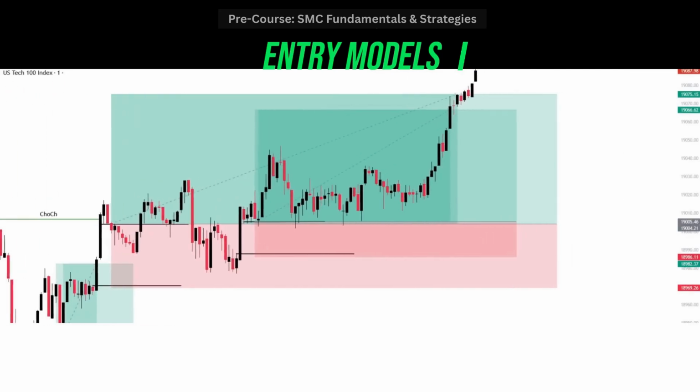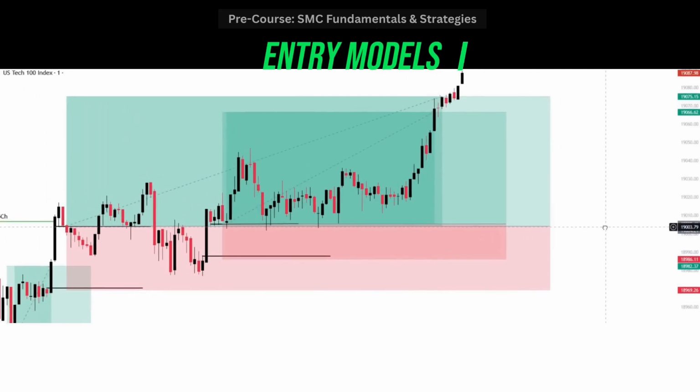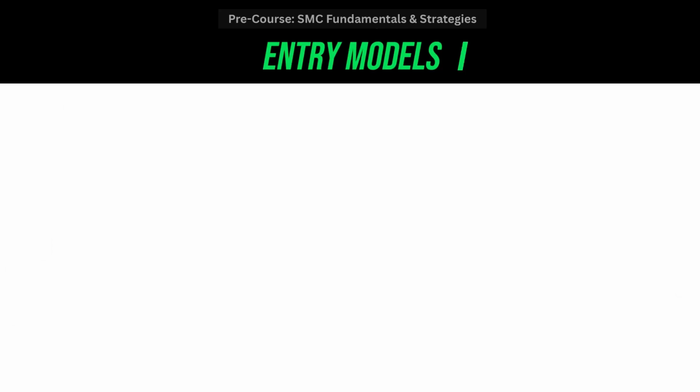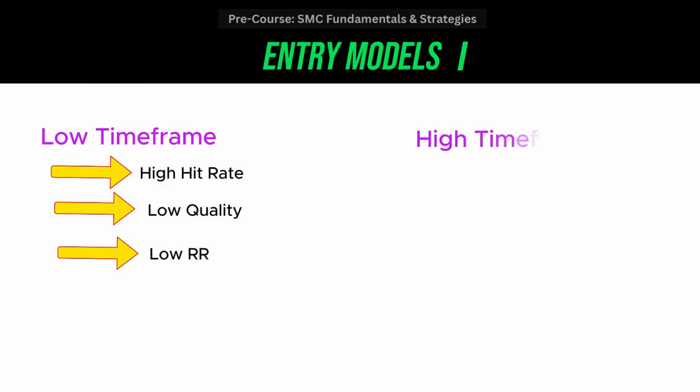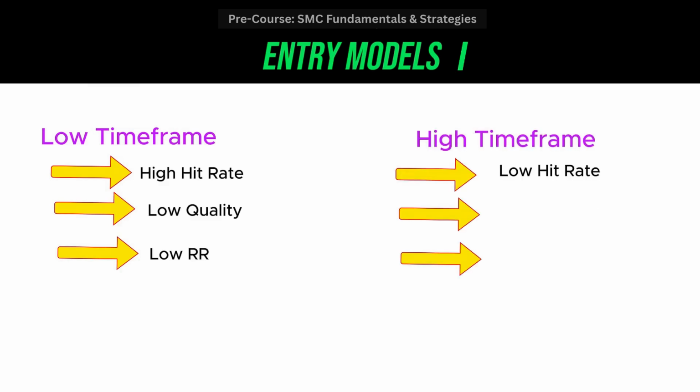And both positions hit take profit. The difference between time frames is quality and hit rate. In low time frames, just as we have traded recently, the hit rate is high, the quality is low, and the risk to reward is low. In high time frames, the hit rate is low, the quality is high, and the risk to reward is high.